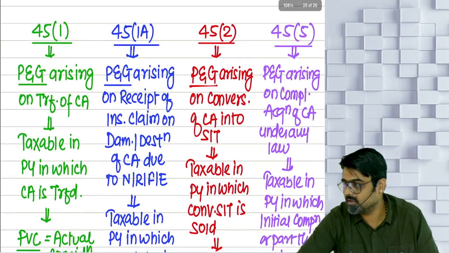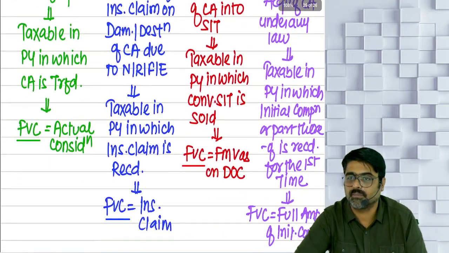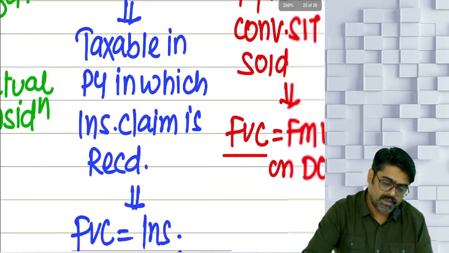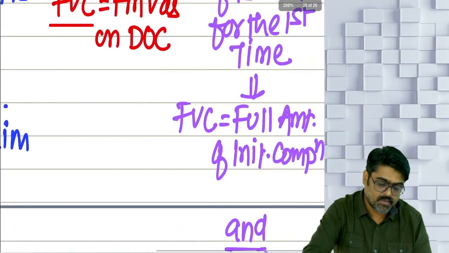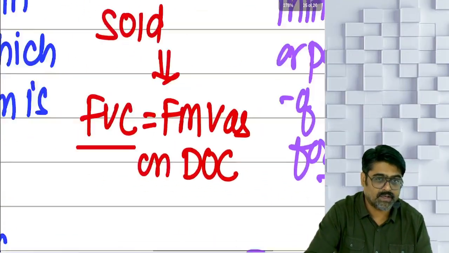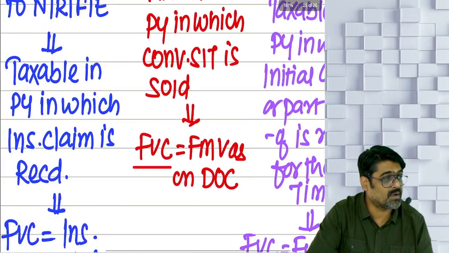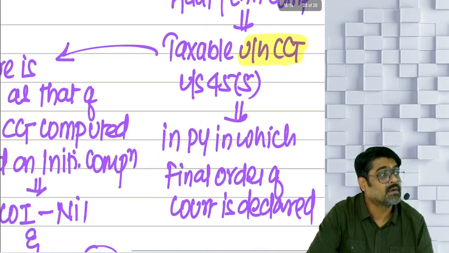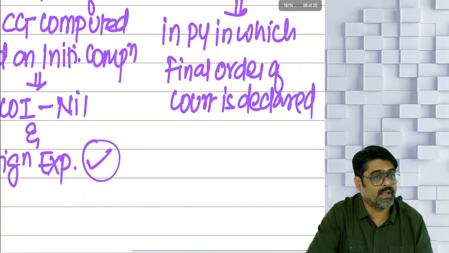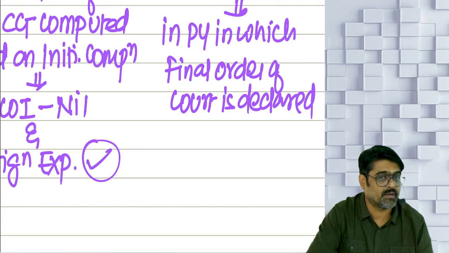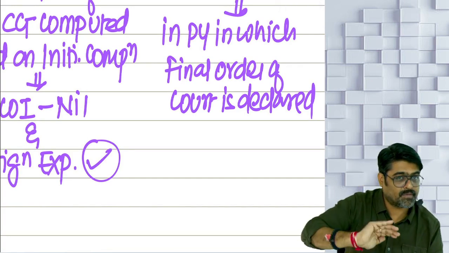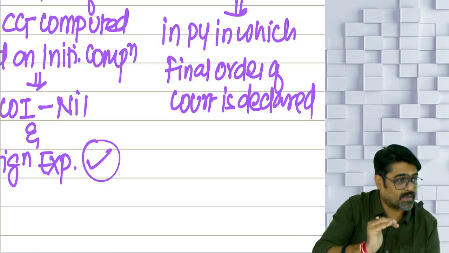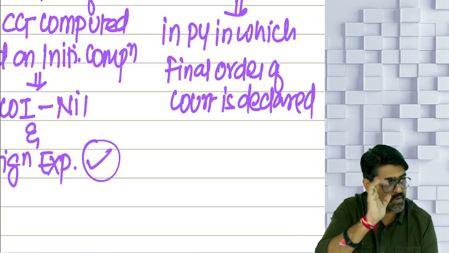So will you remember all these things? This is something which we have completed. So period of holding here, from which date to which date. Understanding or not? Then what will be the period of holding here? Period of holding in case of asset compulsorily acquired, from the date of acquisition till the date immediately preceding the date of compulsory acquisition. That will be the period of holding.